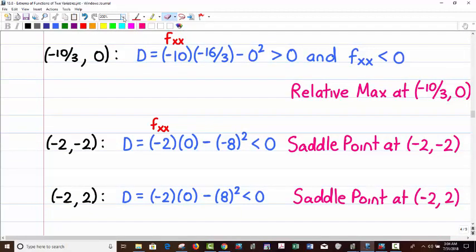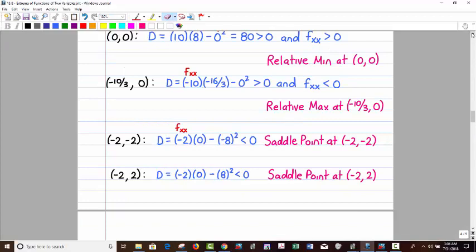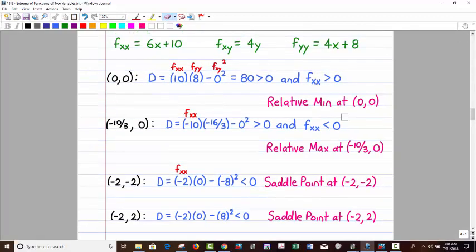All right, maybe I can shrink this down a little bit so we can see. Yeah, there we go. Now I can see everything better for these next two. Now we're testing those other two, -2, -2, and then -2, +2.